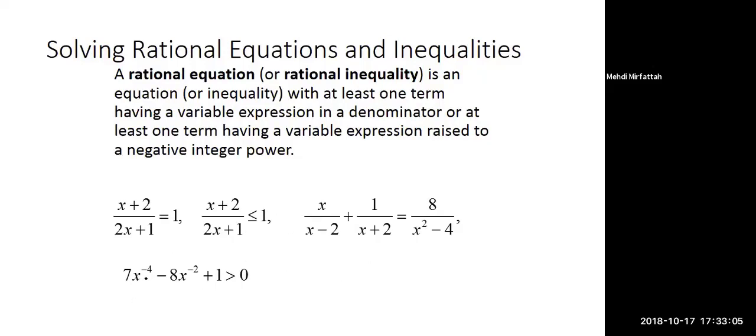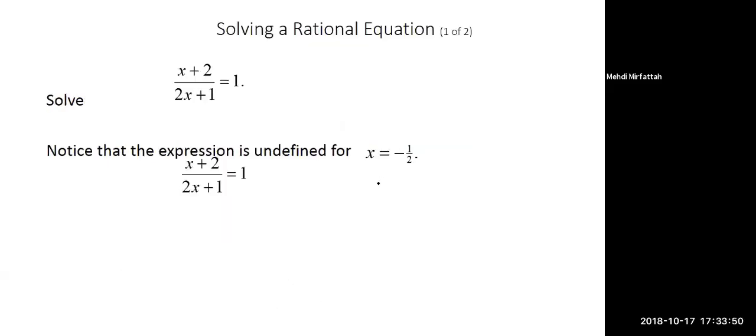As you can see, this one here, we have x to the power minus 4. What that means is we have 1 over x to the power 4. Remember, a to the power of minus n is the same as 1 over a to the power of n. So if you see a negative exponent, this is really 7 times 1 over x to the power of 4. And this one would be minus 8 times 1 over x to the power of 2. So if you have a negative exponent, that's considered to be a rational equation, or in this case, inequality. Let's take a look at this first example.